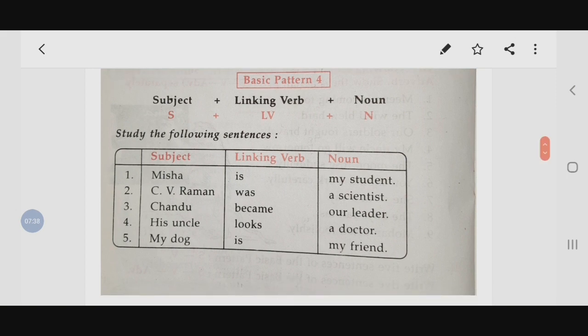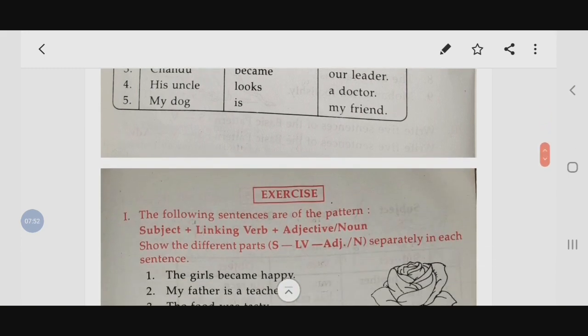His uncle looks a doctor. My dog is my friend. Okay, SVC, subject verb complement. This is the basic pattern number 4. Here is the exercise for you.